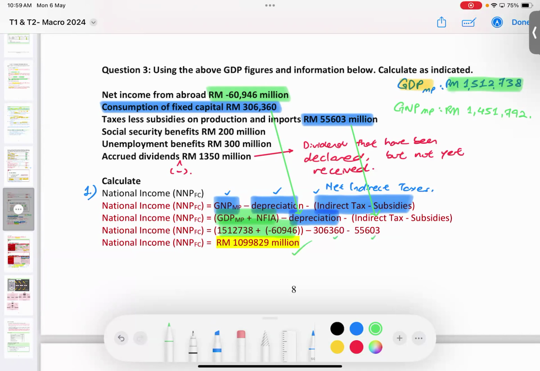Then you have all the figures ready. Then you are able to calculate the national income. National income at factor cost. You just take the figures on it. I think assuming she missed out the word million, there should be a million there. The units on it. So you take the figures.